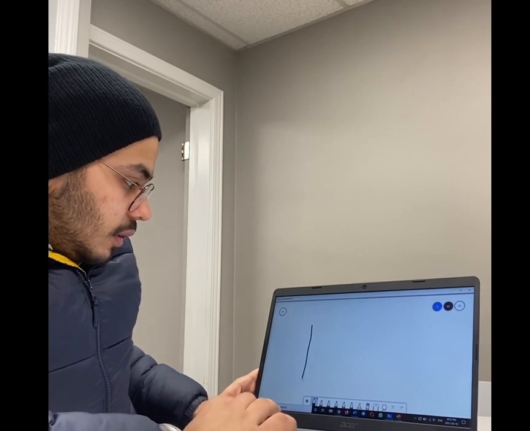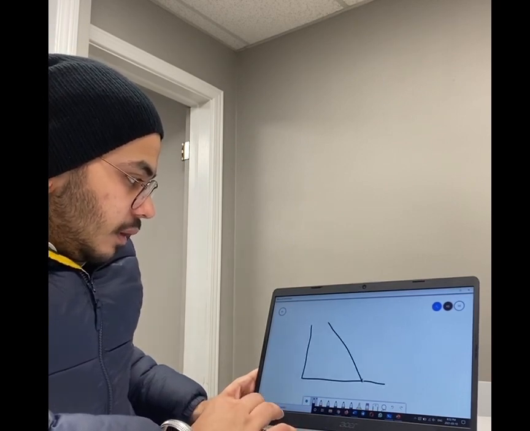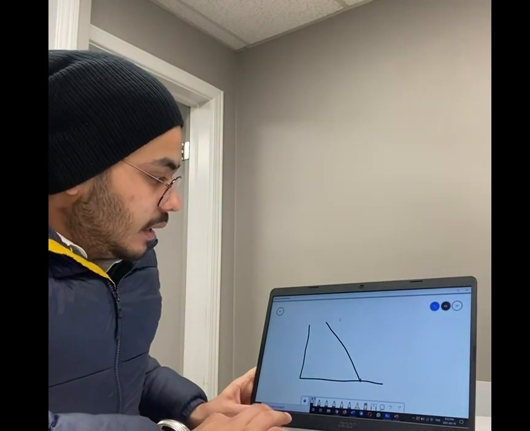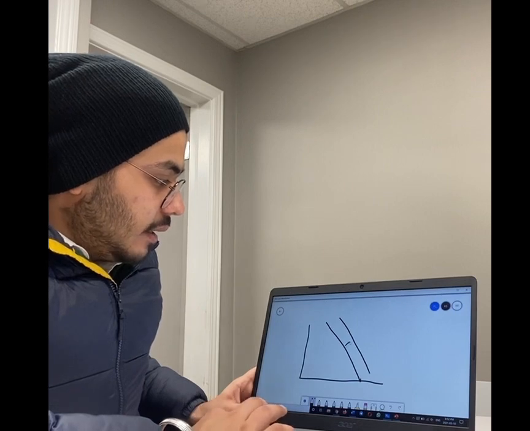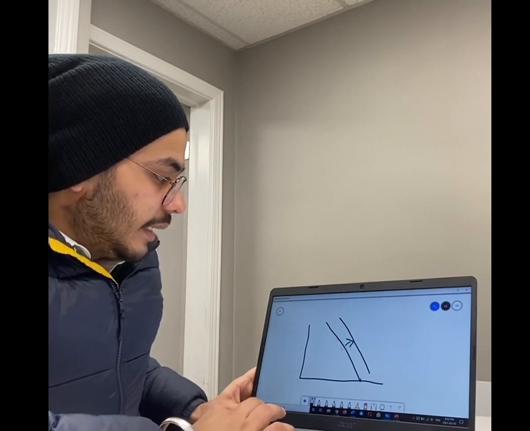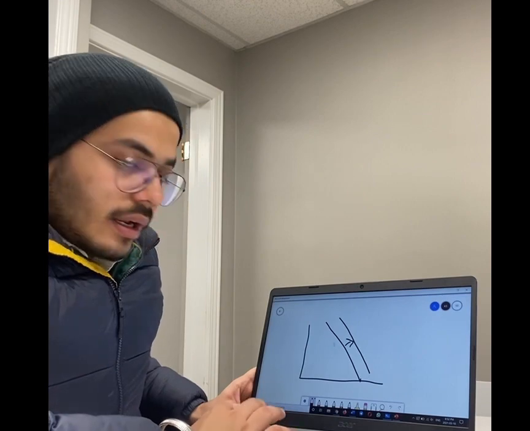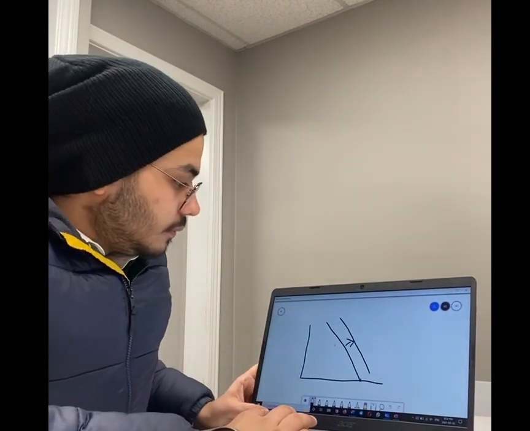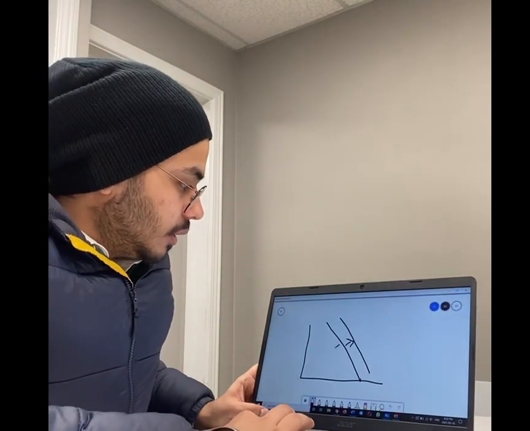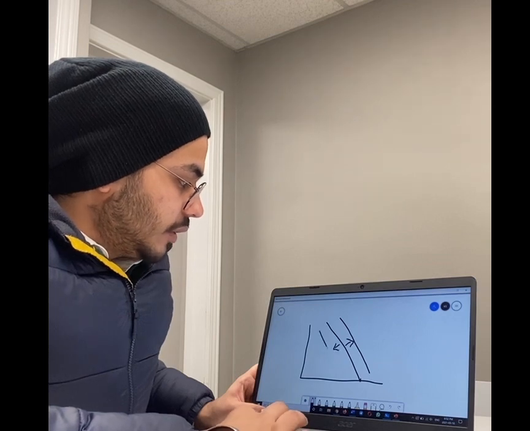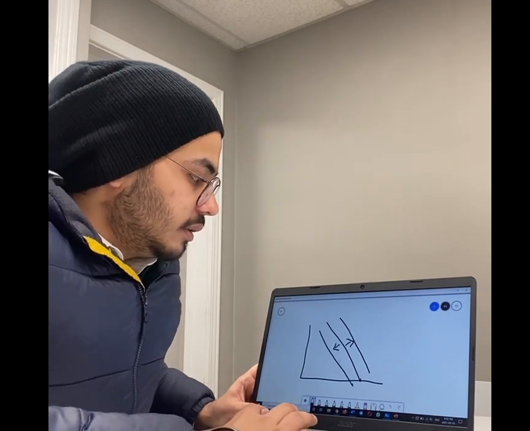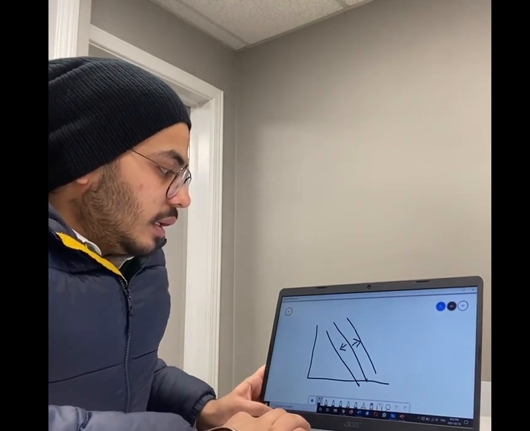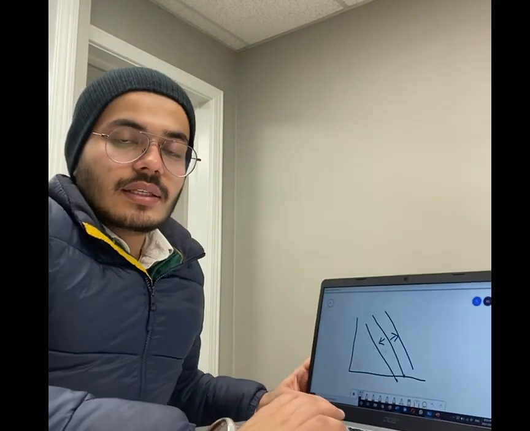So this is the demand curve again. If the demand increases due to other factors than price, then it will shift to the right side. This is a rightward shift. And if demand decreases due to other factors than price, it will shift to the left side. The demand curve will shift to the left side. So this is all about shifts in the demand curve due to other factors than price.